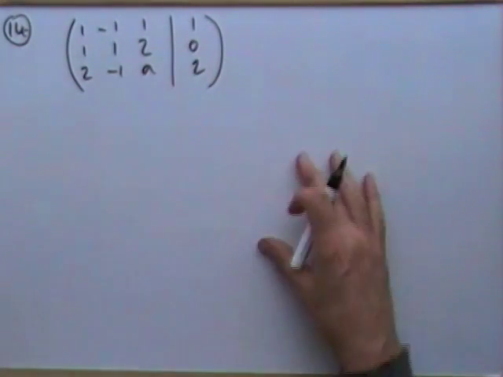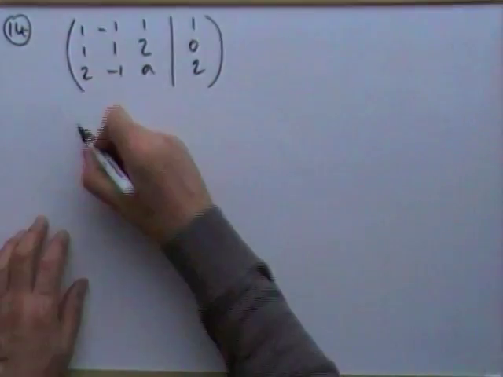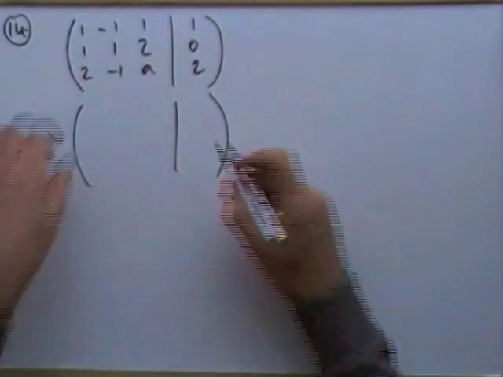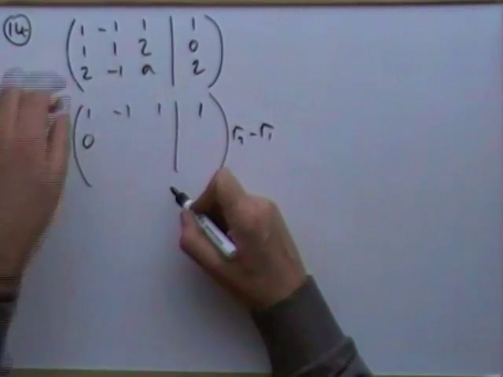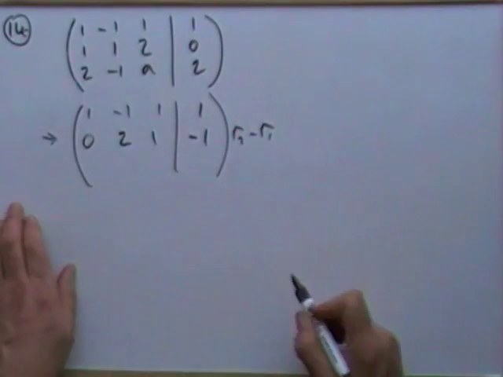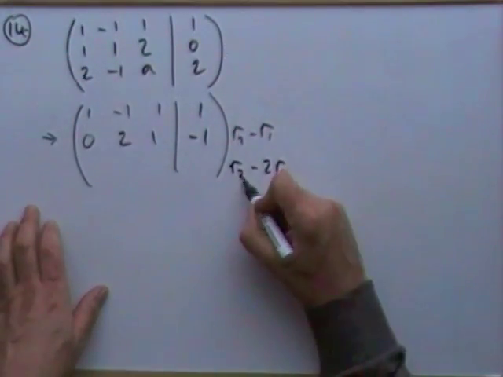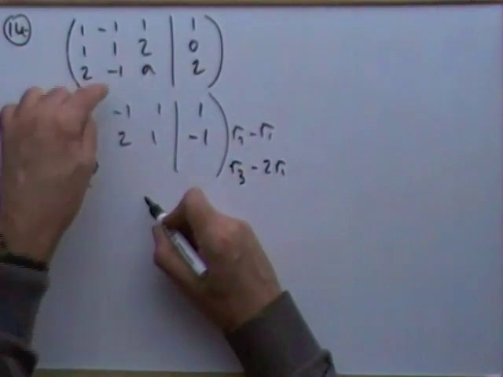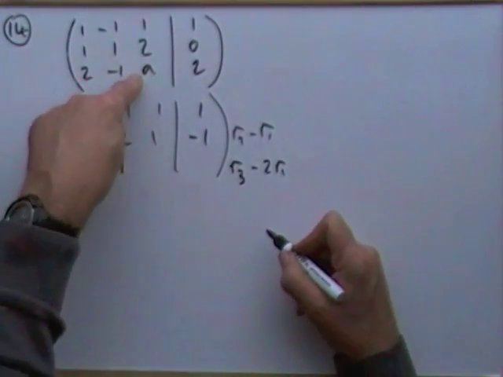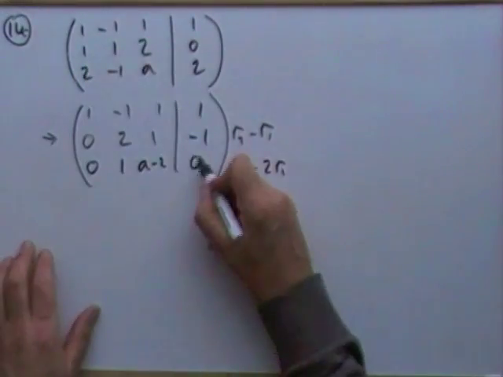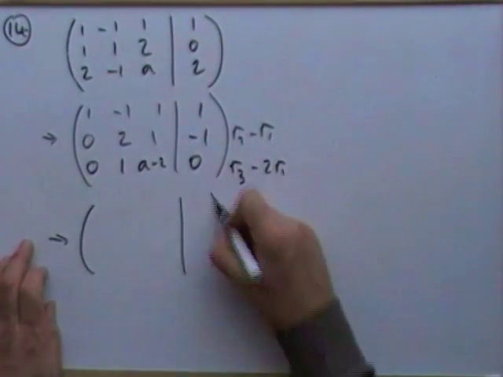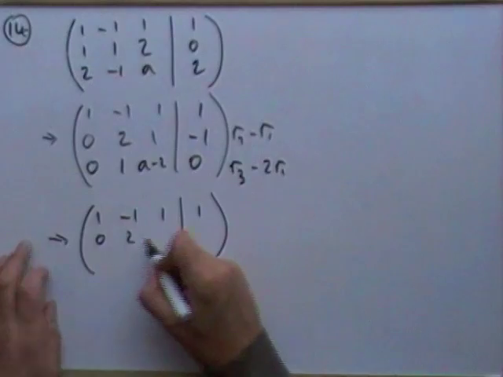Now, since it's just tedious, I'll just speed through it. So it's just a case of you copy it out again, copy around the first line, that's going to change. I want that to start with 0, so take away the top row. I want that to start with 0, so take away 2 lots of the top row. And then that part will be a, take away 2, so it's a minus 2, and that's going to be 0. Then finally I need to get that one down to 0, so just copy those 2 rows down again.